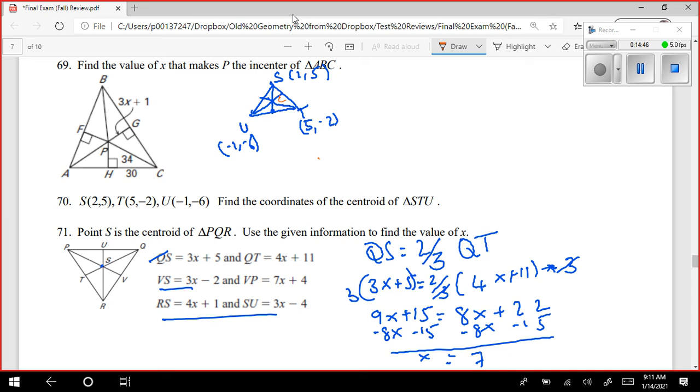5 plus -1 is 4. 4 divided by 2 is 2. Because the midpoint formula says take the average of the x values and the average of the y values. The average of the x value is 5 plus -1 divided by 2, which gives us 2. And -6 plus -2 is -8, divided by 2 gives us -4. So (2, -4) are the coordinates of this particular point.